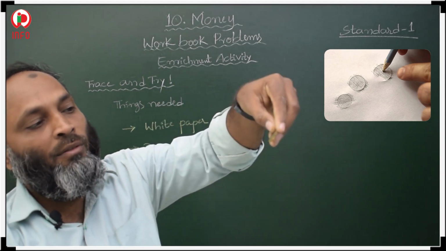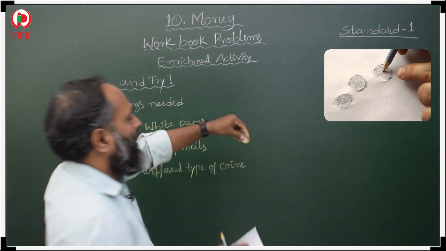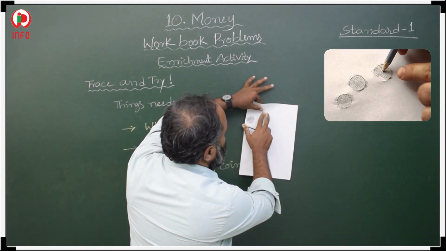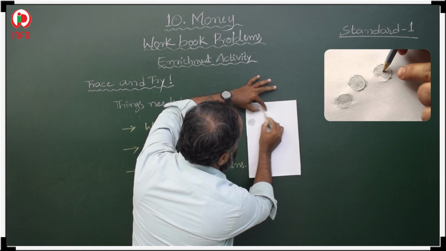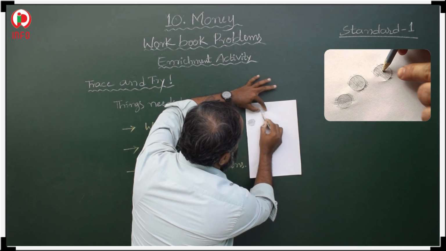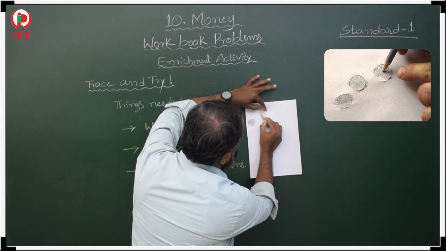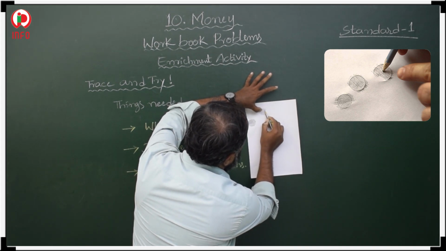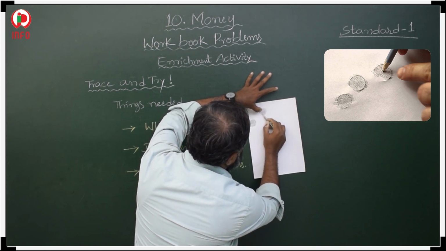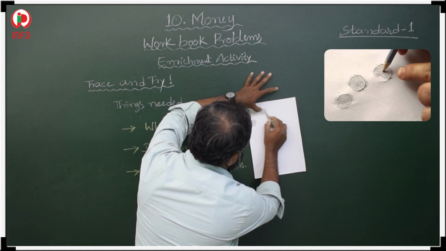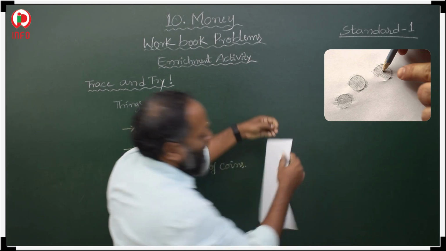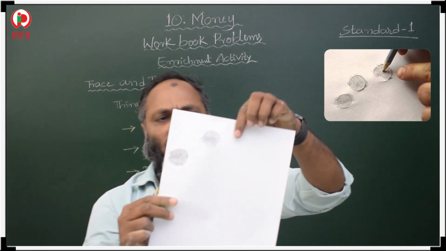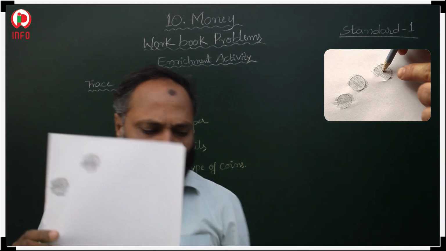And after that, again the same coin, on the back side, heads and tails: keep the tail side, and again shade slightly with a pencil. Okay. Then see what you will get. Now you will get the head mark. So you get the head, and after that take one more coin.